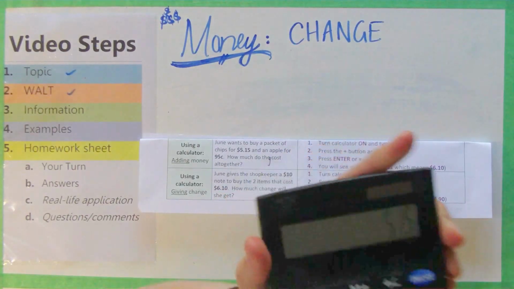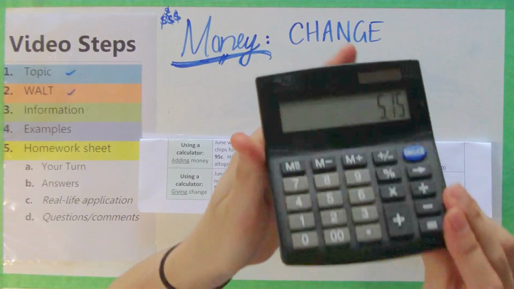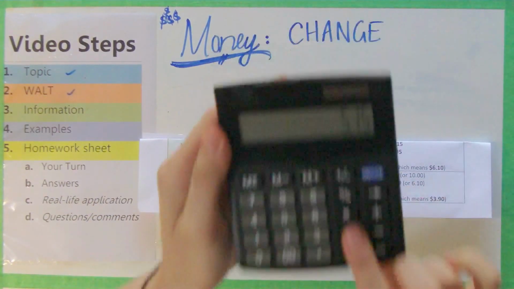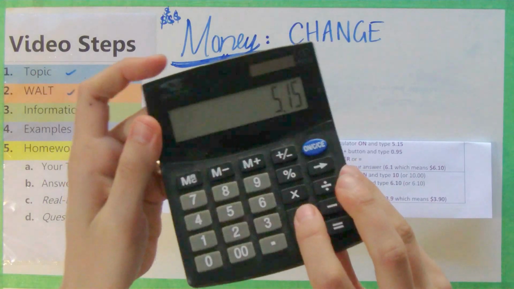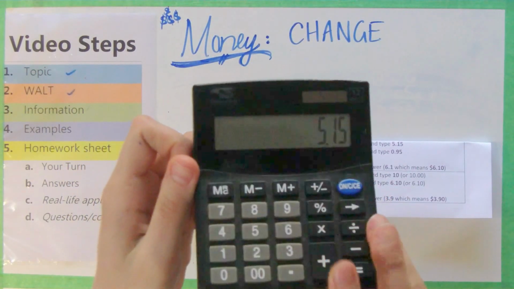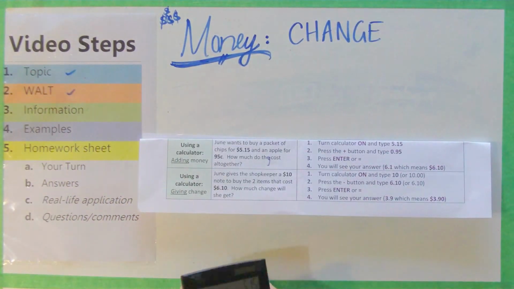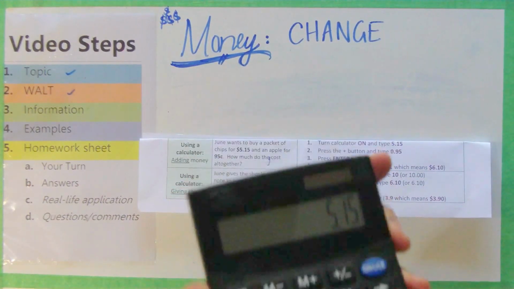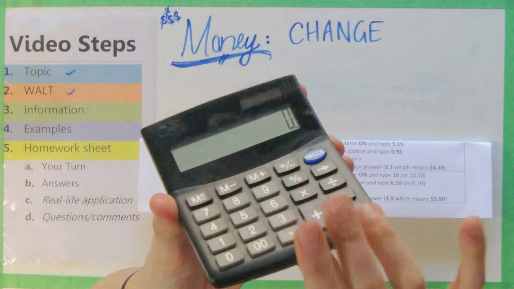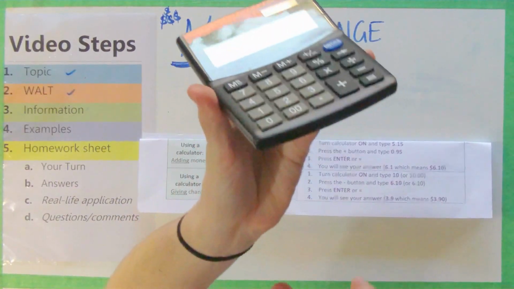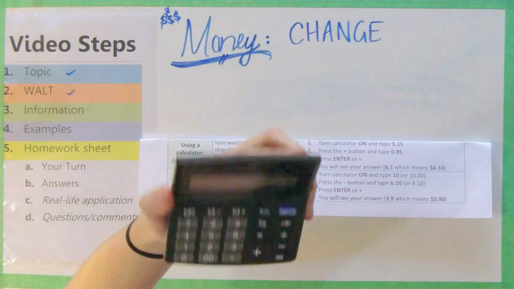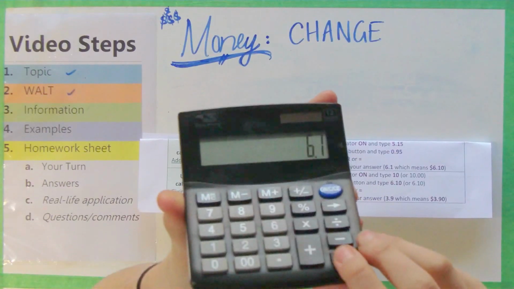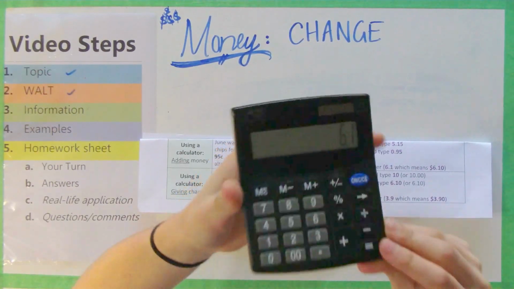5.15. Then you need to press the plus button because we're adding. We've got two things to add up to see what the total is. And then you type in 0.95. If you put that point on there, it's automatically going to put a 0 before that, because the calculator is clever. It's going to have that 0 to hold that place. 0.95, so that means 95 cents. Equals, and then you'll see it's $6.10.